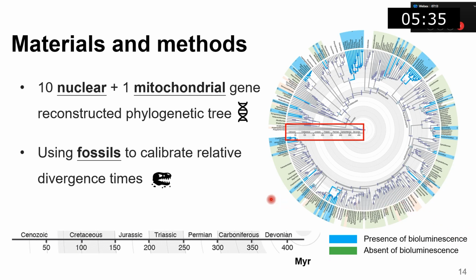Secondly, they used fossils to corroborate the relative divergence times, which means they used the fossil record to know the ancestors of past fishes, to know when two species separated from a common ancestor. And this tree is a time tree, so each branch length represents time, from the Devonian to the Cenozoic.